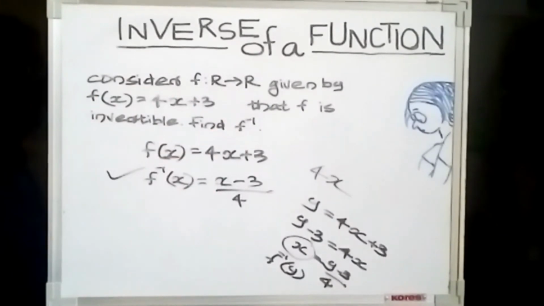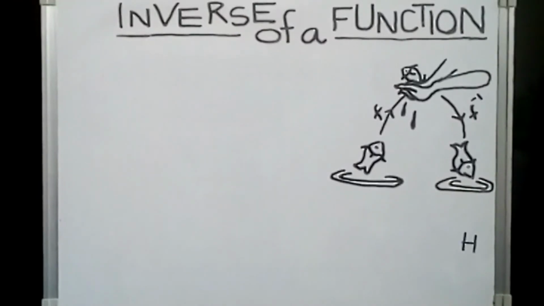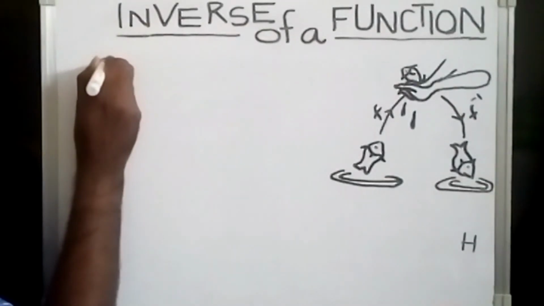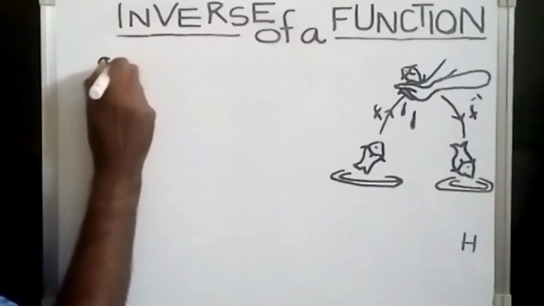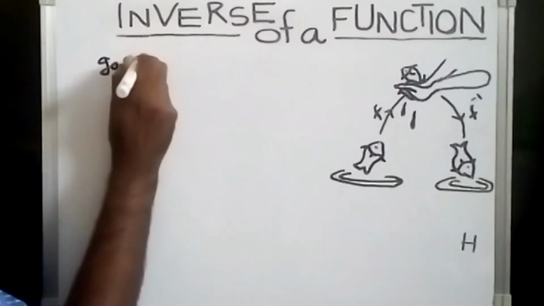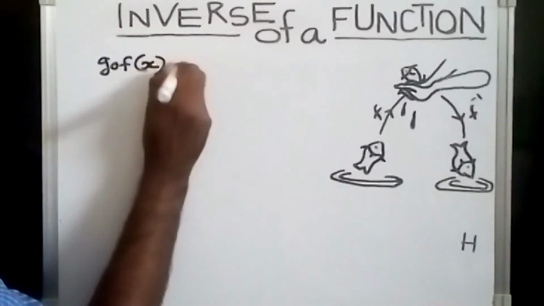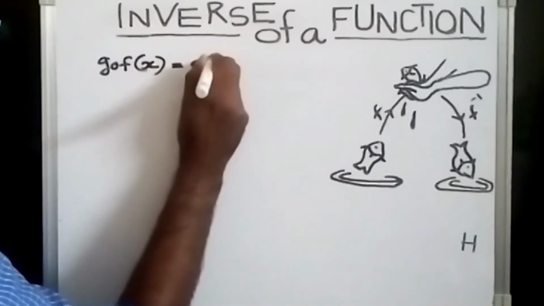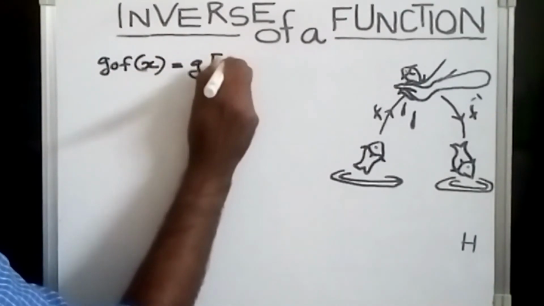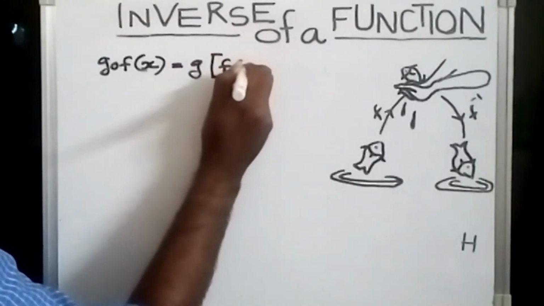I think you remember the composition of functions we discussed in the last section. The composition of functions f and g, g o f or g composite f, of x equal to g of f of x.